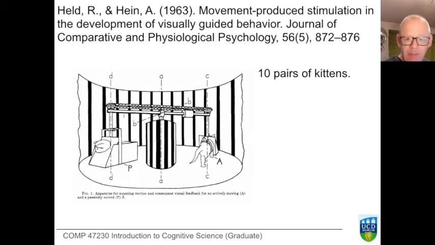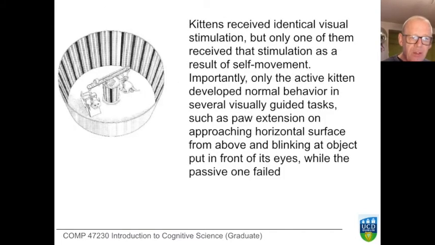ensuring that the kind of visual stimulation that arises is more or less uniform no matter where you are as the entire gig rotates. So one of the kittens is doing all the work here, and they're both receiving, as close as you can make it, identical visual stimulation. The results were very interesting. The kittens received more or less identical stimulation, but only one of them was actively moving as it was learning how to use its eyeballs.